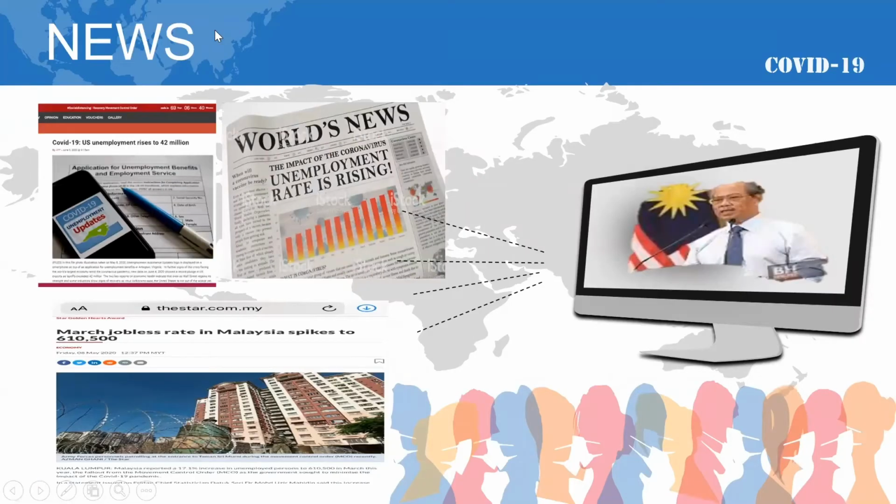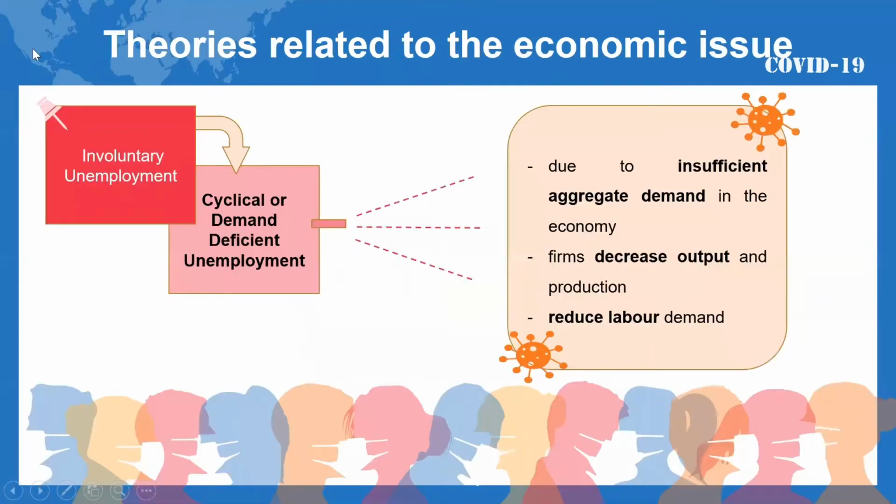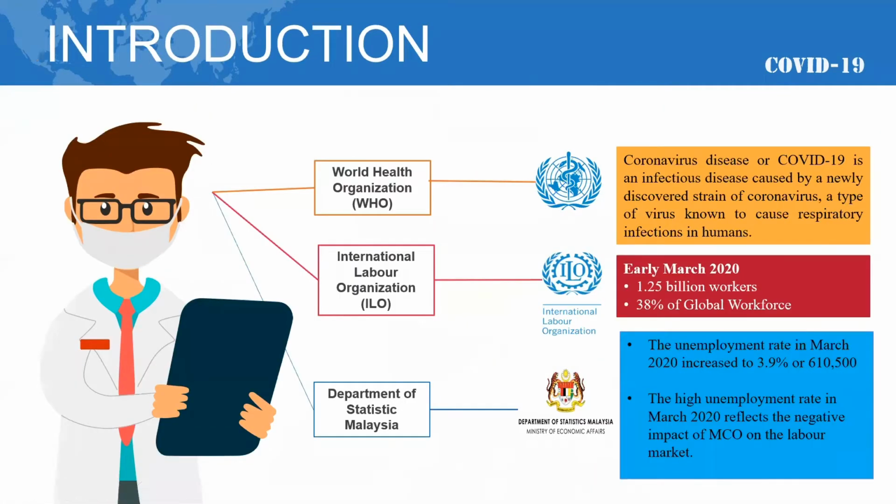So here is an example of news regarding unemployment due to COVID-19. Now let's move to the introduction first. So what is the COVID-19 pandemic? According to the World Health Organization or WHO, coronavirus disease or COVID-19 is an infectious disease caused by a newly discovered strain of coronavirus, a type of virus known to cause respiratory infection in humans. It gives a huge impact on our economy, especially contributing to an increase in unemployment.